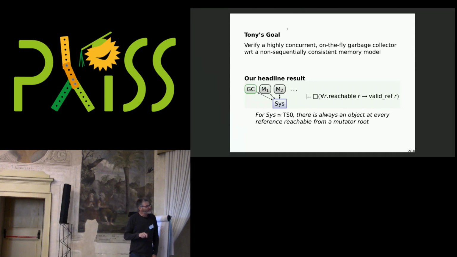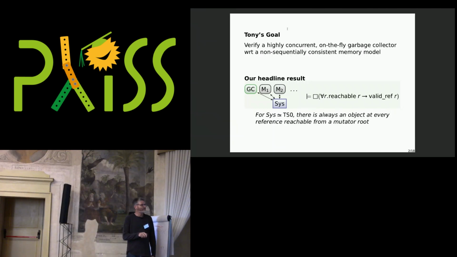And we modeled our system as a single garbage collector, any number of mutators, and a subsystem component, which is what takes care of the underlying x86 TSO memory model. Okay, so we've factored the system in that way. So we've got this underlying system that takes care of those details and in which we have modeled the TSO memory buffers. Turns out that when the system is a TSO model, there's always an object at every reference reachable from a mutator root under this model. So that's our safety property.